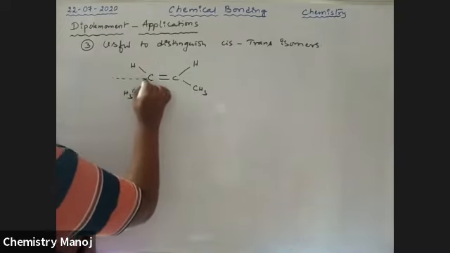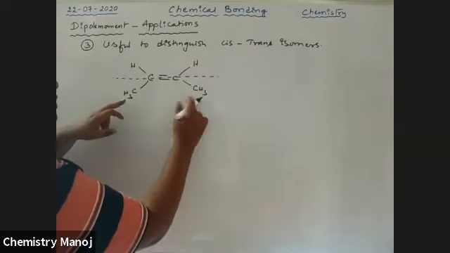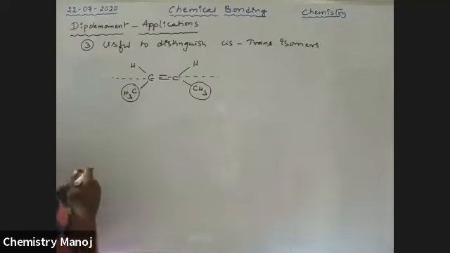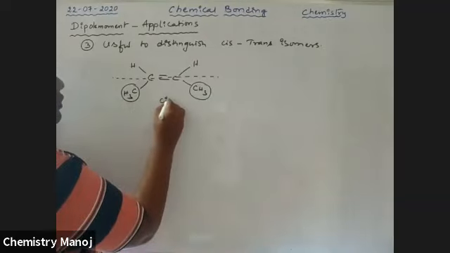This is the double bonded axis. So with that axis, CH3, similar groups are on the same side of the double bond. This type of compounds are called as cis compounds.